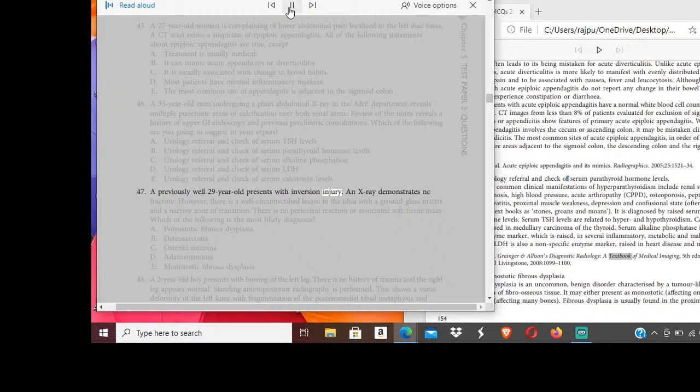A 29-year-old presents with inversion injury. An X-ray demonstrates no fracture. However, there is a well-circumscribed lesion in the tibia with a ground glass matrix and a narrow zone of transition. There is no periosteal reaction or associated soft tissue mass. Which of the following is the most likely diagnosis? A. Polyostotic fibrous dysplasia. B. Osteosarcoma. C. Osteoid osteoma. D. Adamantinoma. E. Monostotic fibrous dysplasia. 48. A 2-year-old boy presents with bowing of the left leg.